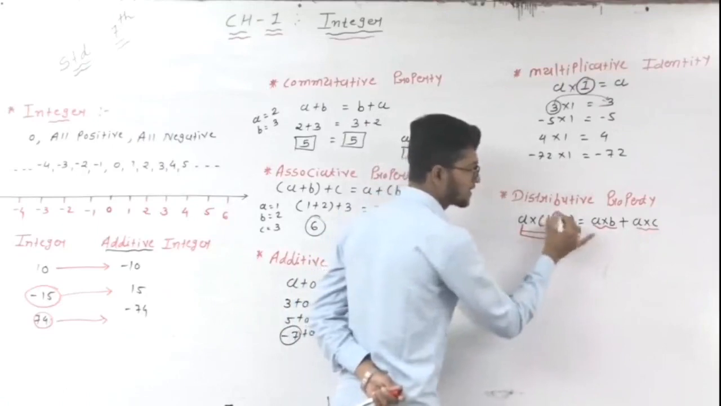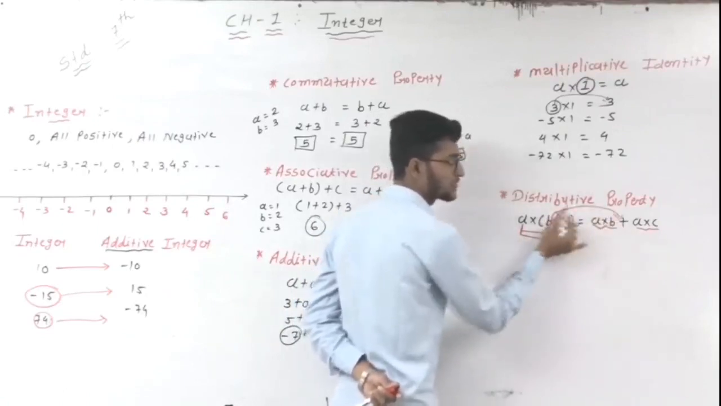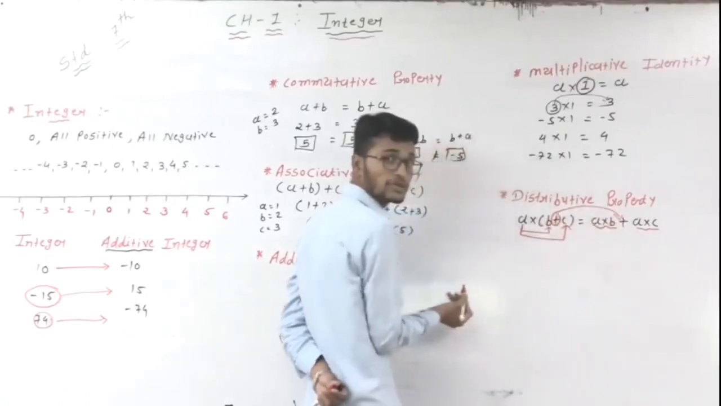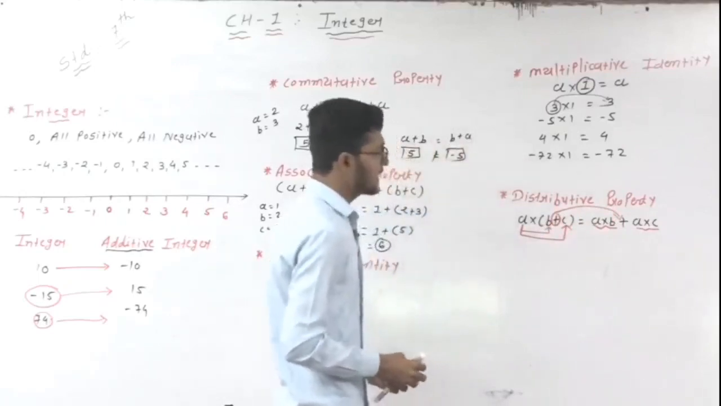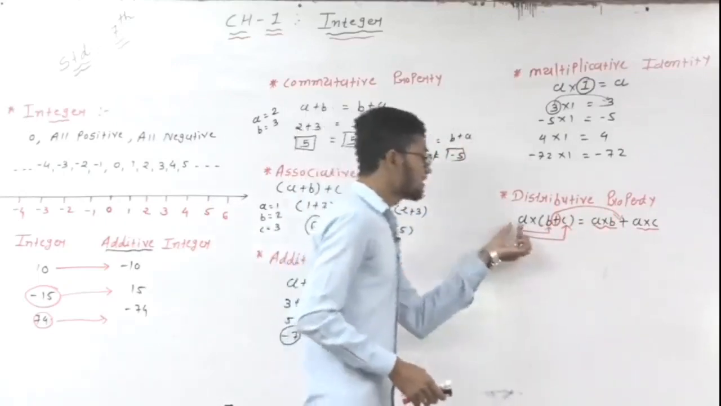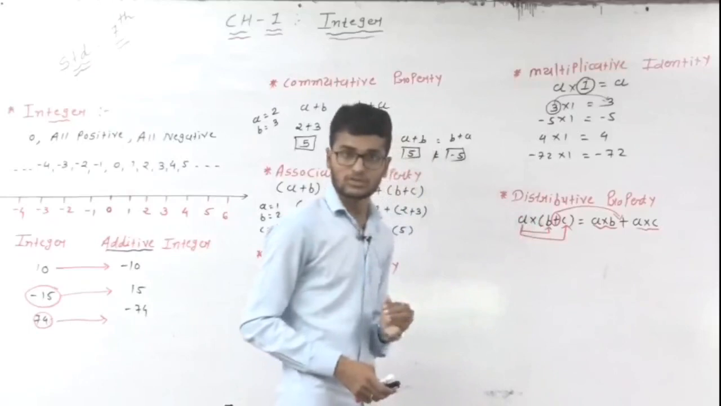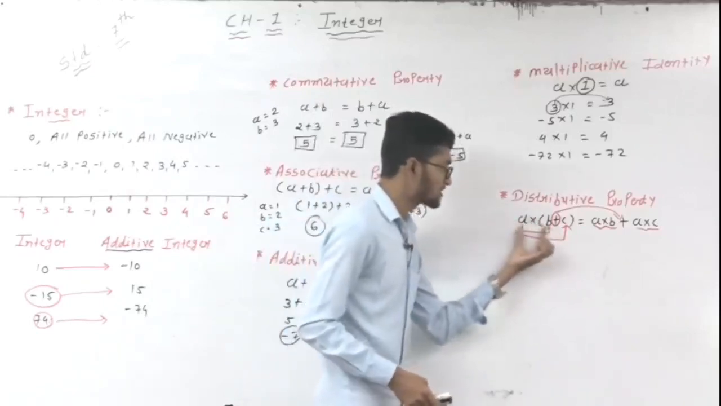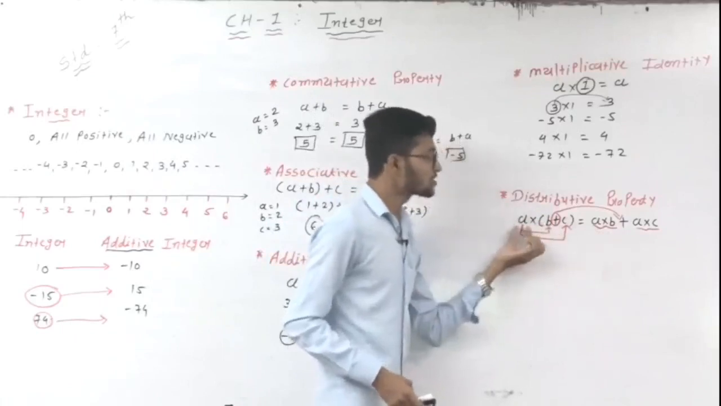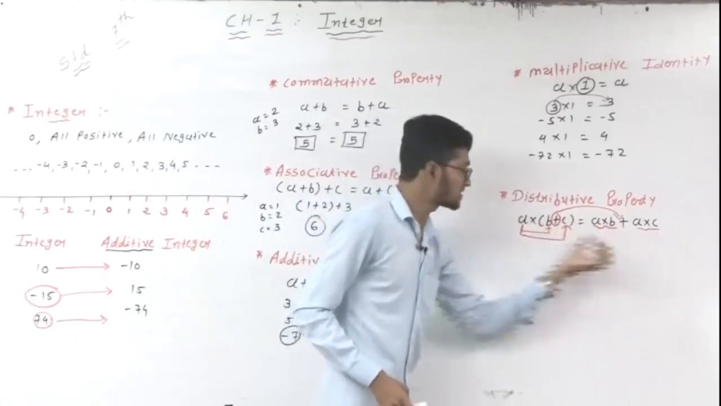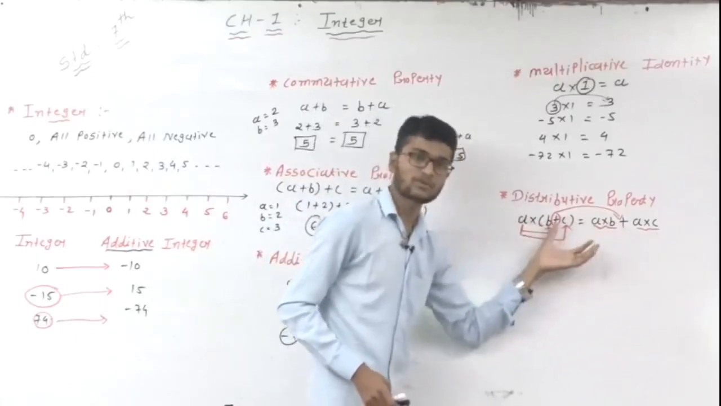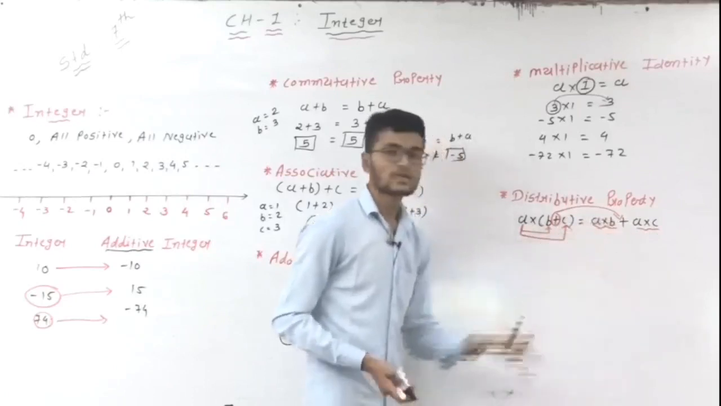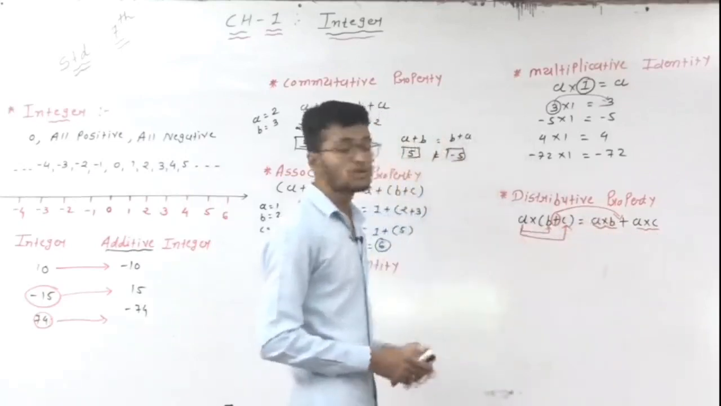Here positive sign, so put here positive sign. Here negative sign, put here negative sign. Okay students, clear? So it's called distributive. It means a distributes to b and c both. A distributes to b, it means a multiplied by b. A distributes to c, it means a multiplied by c. Here is the plus sign, so here is plus. If you have a subtraction sign, so here put the subtraction sign. It's called distributive property.